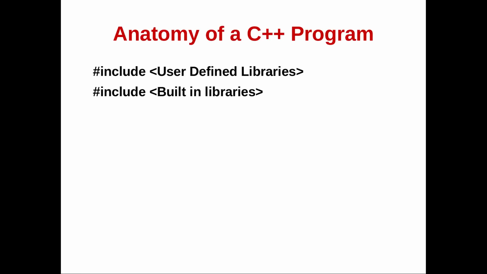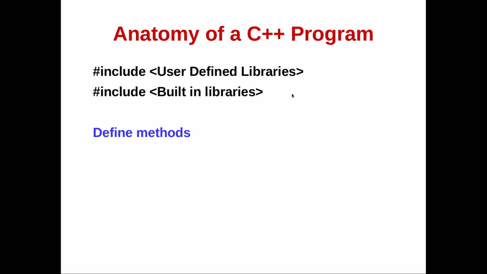So the anatomy of a C++ program, pretty much what we just went over. We have an include right here for user-defined libraries, so we can make our own libraries. This should actually be in quotation marks, not in, what are these called? Greater than, less than signs? But whatever, anyway. And then we also include built-in libraries as well. So the built-in libraries are like iostream. That's a library that's built in, and we'll show you a user-defined library later on.